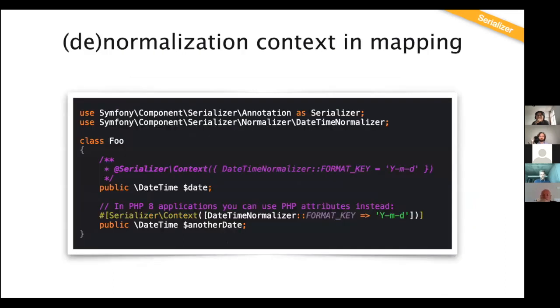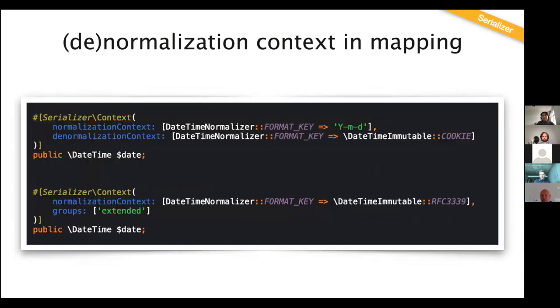So the serializer got a new annotation, or if you work in PHP 8, a new attribute. It's now possible to define the context on a property basis. Right? You don't need to implement a custom normalizer or add a custom context to the serialize method call. You can now do that directly on the attribute if you want to. And there are several options possible, like the normalization context, the denormalization context, or even groups.